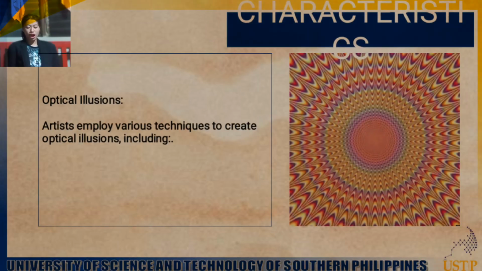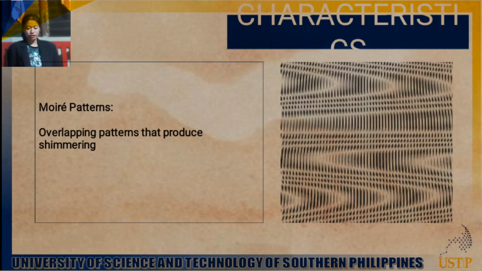Optical illusions. Artists employ various techniques to create optical illusions. Moiré patterns: overlapping patterns that produce shimmering and create a glowing effect.